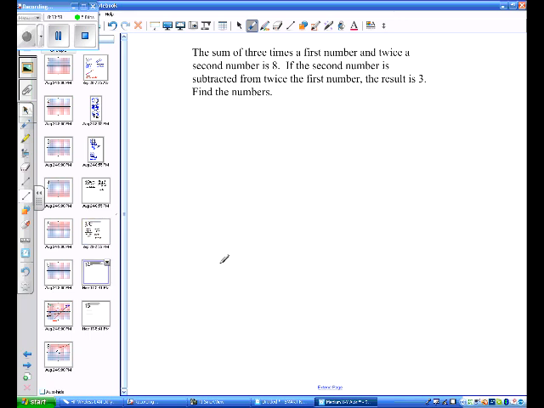This one's a little bit harder. It says the sum of 3 times a first number and twice a second number is 8. If the second number is subtracted from twice the first number, the result is 3. Find the numbers. Well, here we've designated that we're going to call 1 the first number, so let's let x be the first number, and y is the second number.